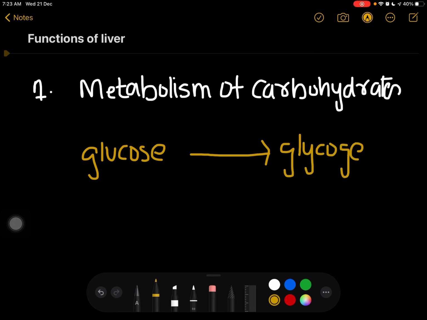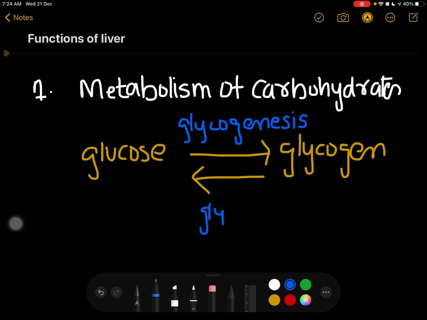The whole mechanism we will discuss in the area of pancreas, which is my next video. When glucose is converted into glycogen, this process is known as glycogenesis. This process is reversible. So when glycogen is converted into glucose, this process is known as glycogenolysis.